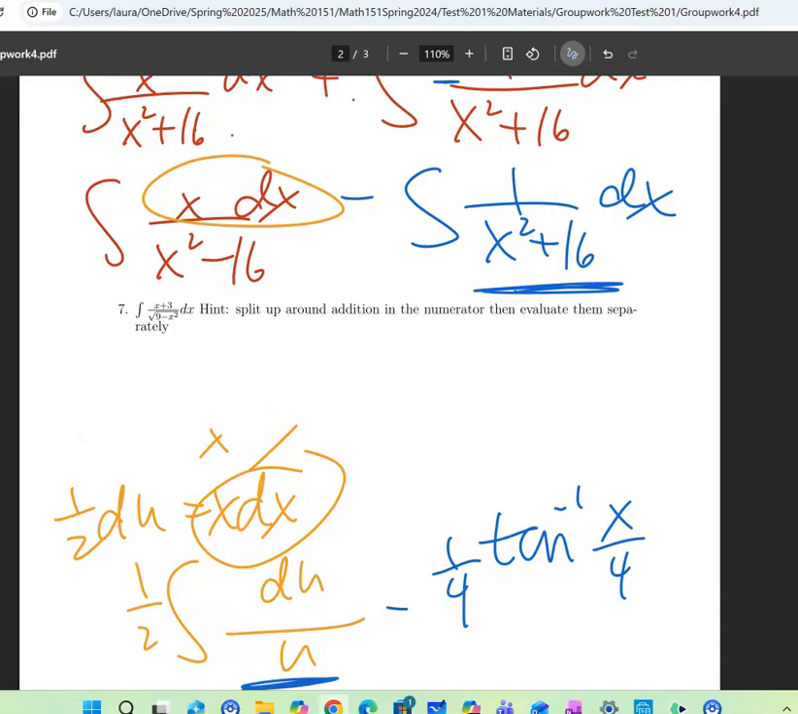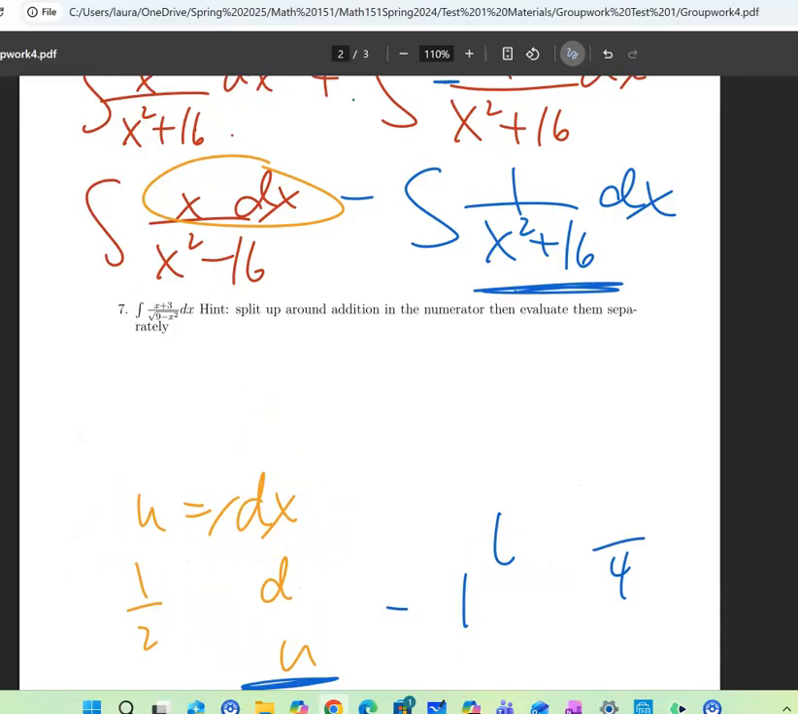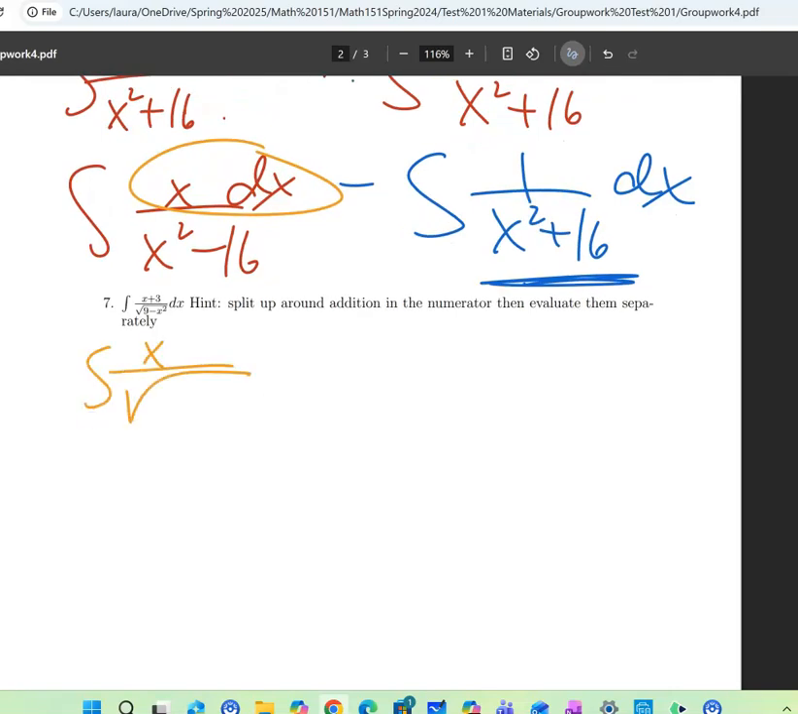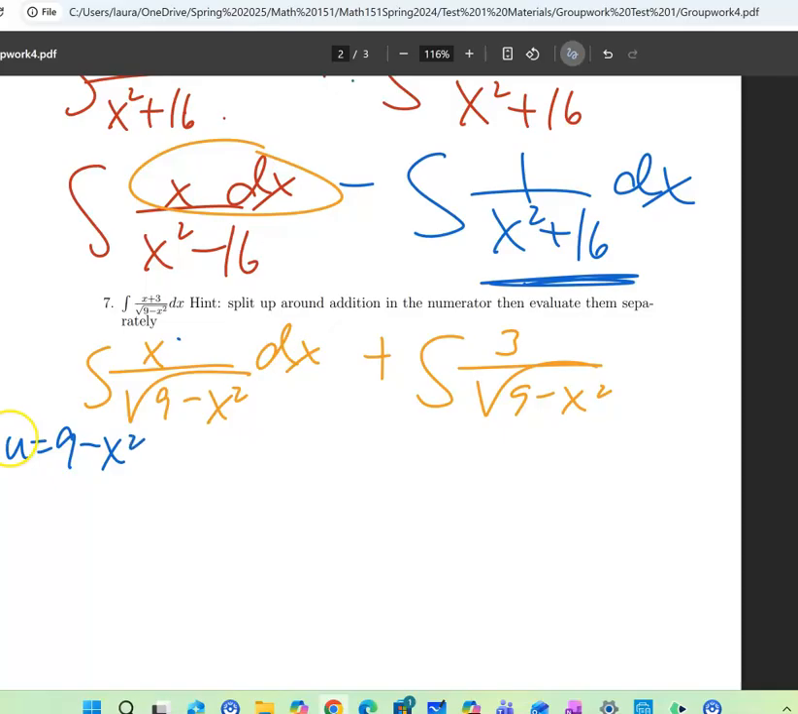Same idea. Split it around the addition, subtraction. This one has addition in the numerator, and I want to make sure that you have memorized all of the arctangent, arcsine things. So this is going to be x over root 9 minus x squared plus 3 over root 9 minus x squared. This needs u substitution because it's got the x up there, right? So du would be negative 2x dx. So I get a negative 1/2.